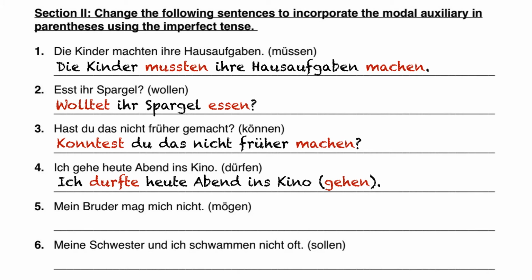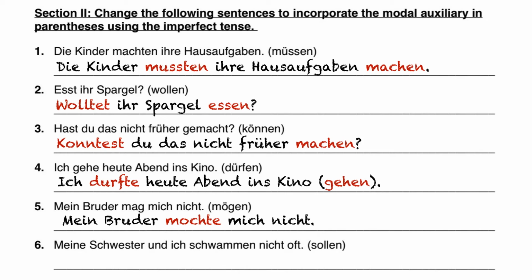Mein Bruder mag mich nicht. My brother doesn't like me. We actually already have a form of mögen in this sentence, so we really just need to change this to the simple past tense instead of having it in the present tense. Mein Bruder mochte mich nicht. My brother didn't like me.